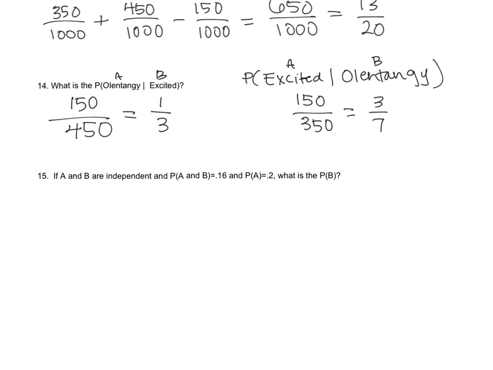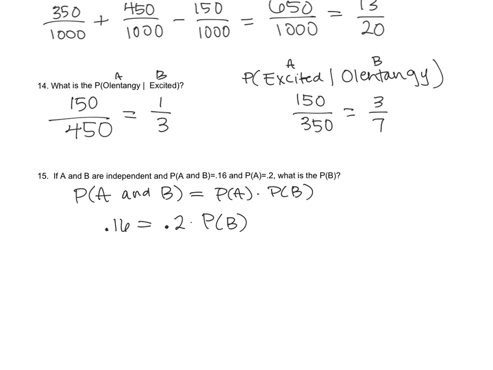So our last problem says if A and B are independent and the probability of A and B is 0.16 and the probability of A is 0.2, what is the probability of B? So because the events are independent, the probability of A and B is found by multiplying the probability of A by the probability of B. Okay. We now know the probability of A and B is 0.16. We know the probability of A is 0.2. We don't know the probability of B.